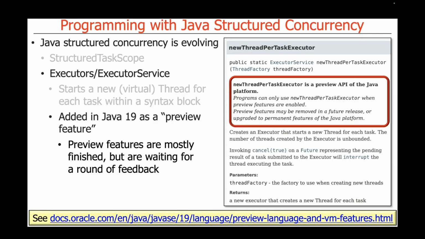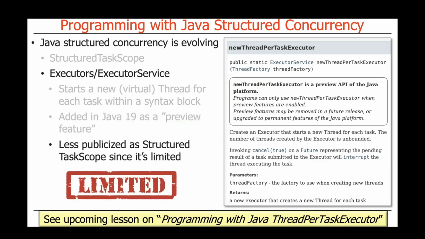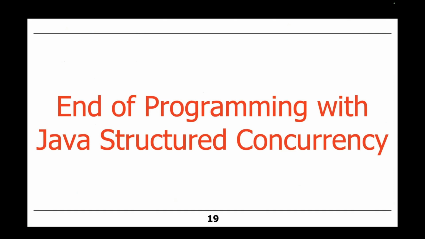This was added in Java 19 as a so-called preview feature, which means it's mostly finished and ready to be standardized, but they're still waiting for some feedback from the user community. So it's a little bit further along than something in the incubator stage, but it's not completely baked yet. You won't find as much information about the ThreadPerTaskExecutor or virtual ThreadPerTaskExecutor because it's not as featureful as the StructuredTaskScope. It's more limited. And we'll talk about some of those limitations shortly. So that's the end of the overview of programming with Java structured concurrency.